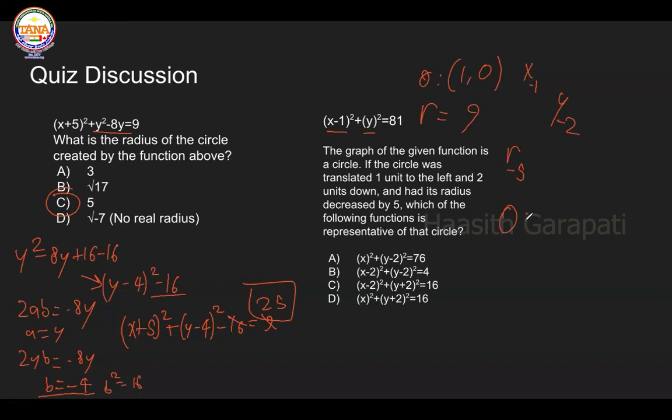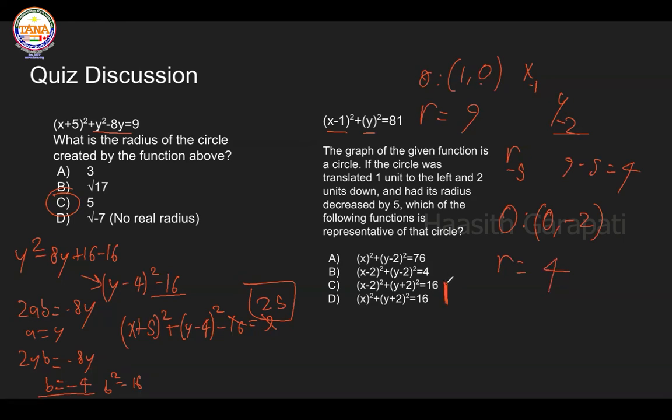What are our final results? 1 minus 1 is equal to 0. The x coordinate is going to be 0 for the origin, and then 0 minus 2, that's going to be -2. And then for radius, 9 minus 5 is going to be 4. Radius is going to be equal to 4.